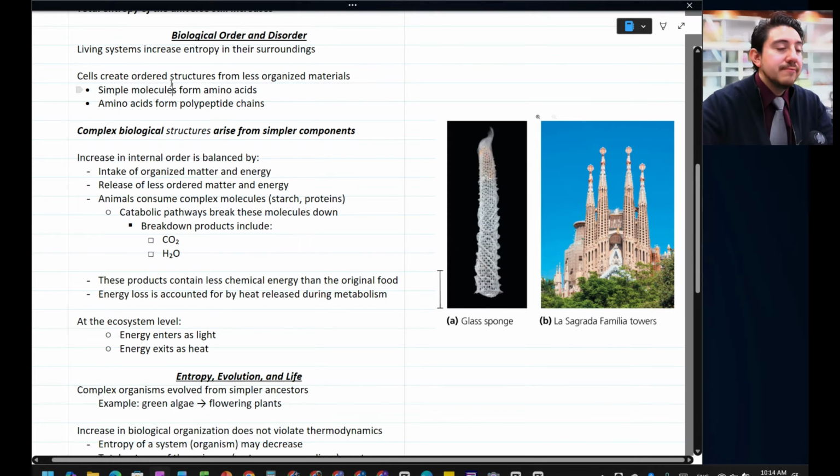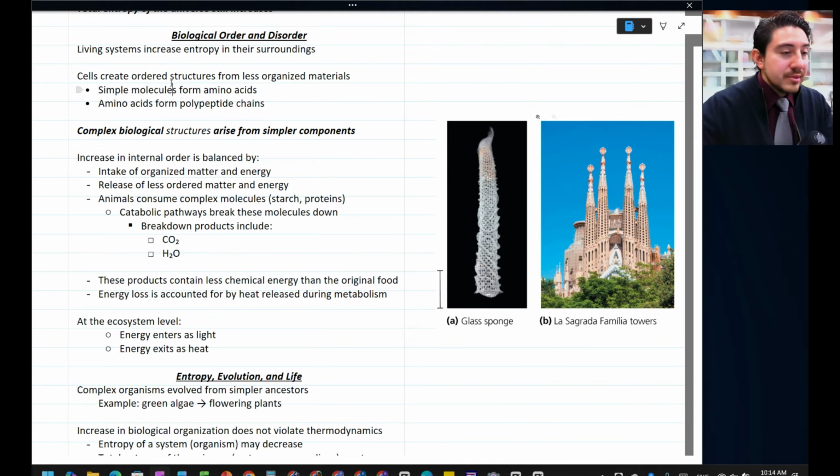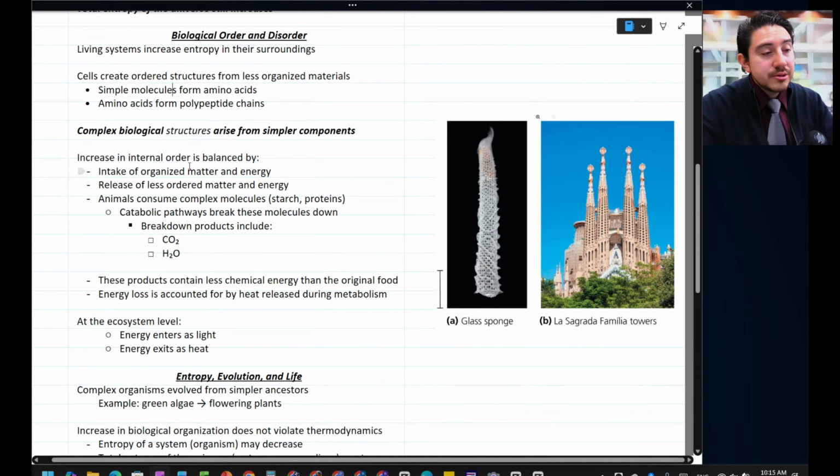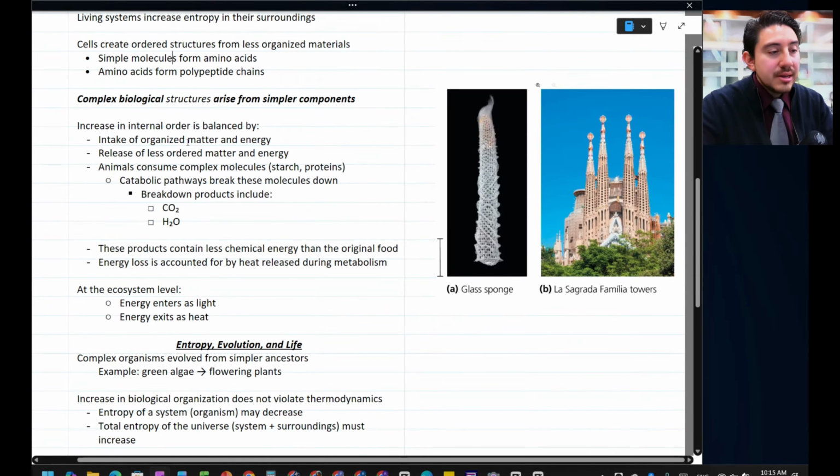Let's say, for example, you're producing order in the cytoplasm, in the cell: gene expression, protein synthesis. But you need energy, and as a result of that, you're producing heat. From less organized materials, just the amino acids swimming around, you're going to create ordered structures. So that's what that means. Complex biological structures arise from simpler components.